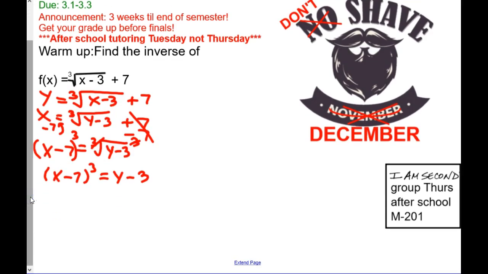Now my last step to get rid of a minus 3 is to do what? Add 3. So plus 3, that goes afterwards. So my final form, f inverse of x equals x minus 7 cubed plus 3.